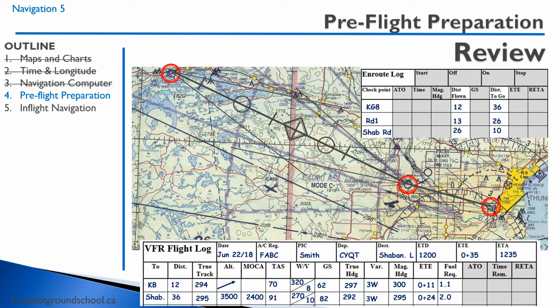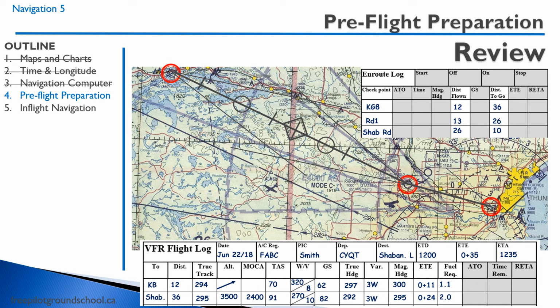You have your set heading point here in Kakabeka Falls. That's where your navigation officially starts. You're going to fill out your VFR flight log, distance you measure, track you measure. Then you're going to look in your pilot operating handbook for your true airspeed. Look online to get your wind velocity. Then use the backside of your flight computer to figure out your ground speed and true heading. Correct for variation to get your magnetic heading.